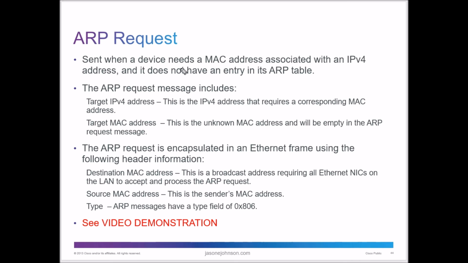And when that sending device needs a MAC address associated with a v4 address, it doesn't have an entry in the ARP table. It sends a request message that includes the target v4 address and the target MAC address, and the ARP request is encapsulated in an Ethernet frame using the following header information. You've got the destination MAC address, that's the broadcast address, requiring all Ethernet NICs on the LAN to accept and process the ARP request.